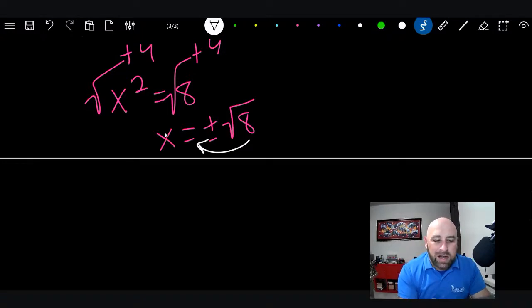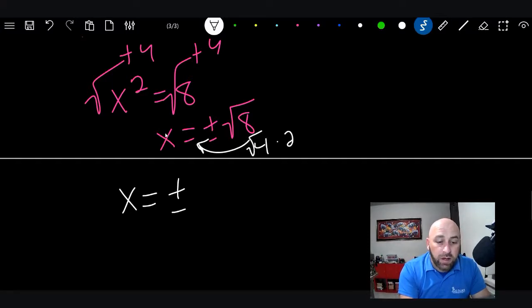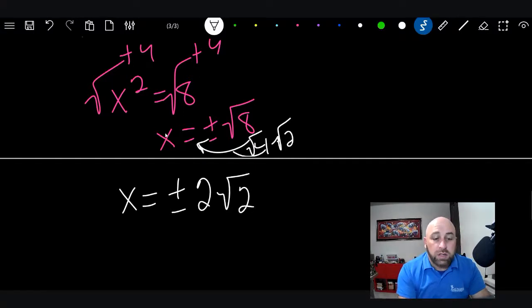How do we simplify that? Well, that's going to be x equals plus minus, what comes out of there? 4 times 2. Okay, 4 is the perfect root, and 2, and so what comes out of that? The 2 comes out, plus minus 2 square roots of 2 would be how you reduce the square root of 8. Right, so there's one of our answers, plus minus 2 square roots of 2.